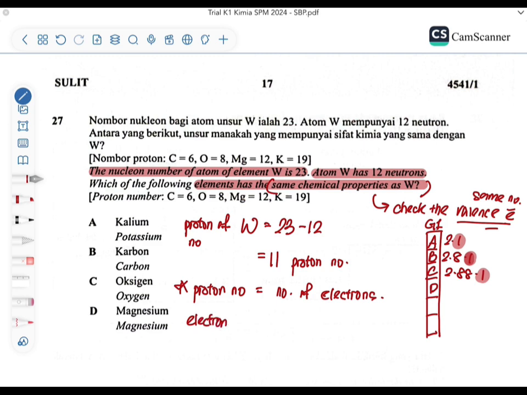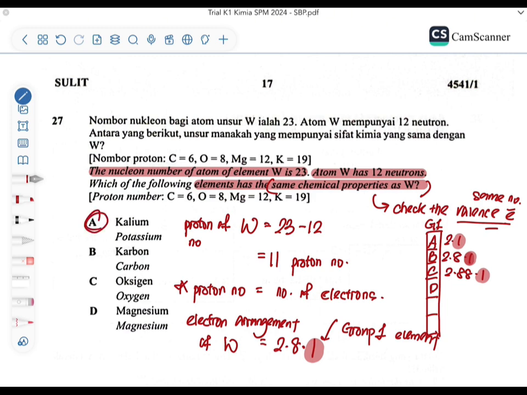Let's write the electron arrangement for W first. It is equal to 2.8.1, right? When we add these 2, 8 and 1 together, we will get 11. So we can know from this valence electron that it is a group 1 element. So the answer would be potassium. Even if you want to write it out, you can. Okay, we will also get the same one as this, and then this will be your answer.